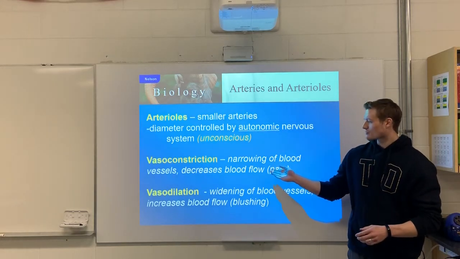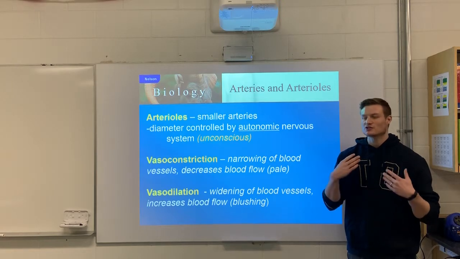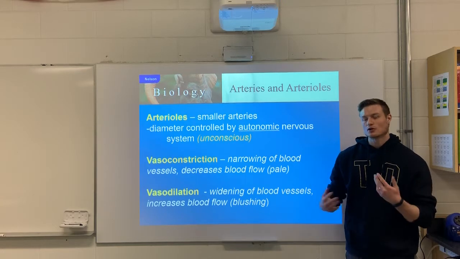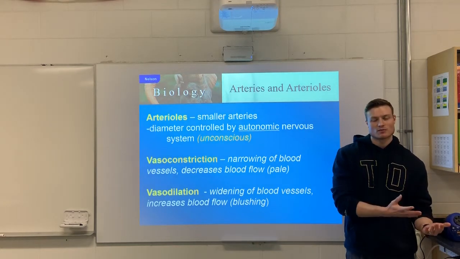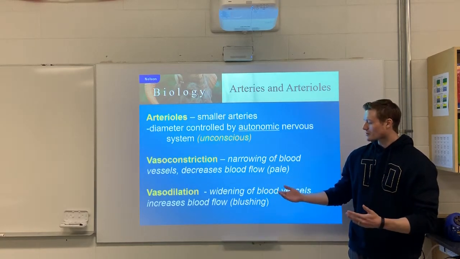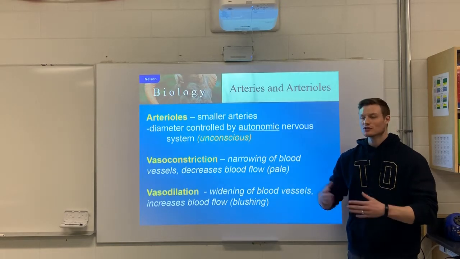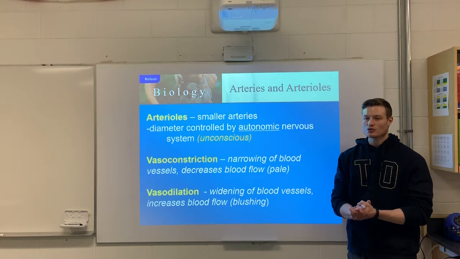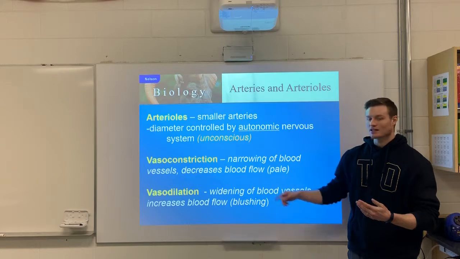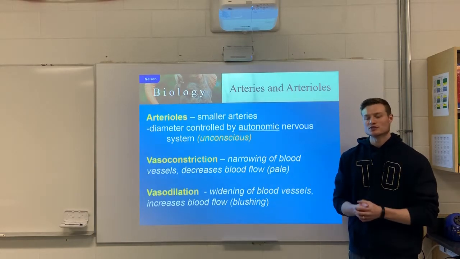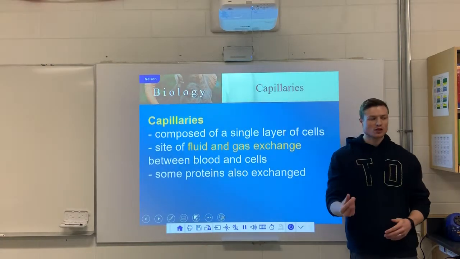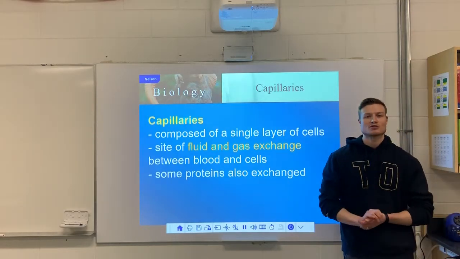You also might constrict certain blood vessels at certain parts of the body. Say it's a stressful situation, you don't want blood flow going to your digestive system because you don't want to be digesting a sandwich when you're trying to run away from a bear. So you constrict blood flow to certain areas of the body. You can also do the opposite, where you dilate your arterioles to increase blood flow to certain parts of the body. Also, if you're very hot or your internal body temperature is increasing, you might undergo vasodilation to increase blood flow and release heat. Then moving along, we go from arteries to smaller arterioles, and then the arterioles join up into capillaries.